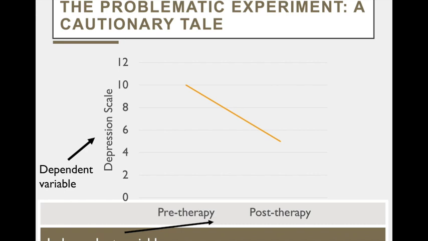What are some of the problems, though? Why might somebody's depression scores go down and it not be because of therapy? Think to yourself for a minute about some possible reasons.